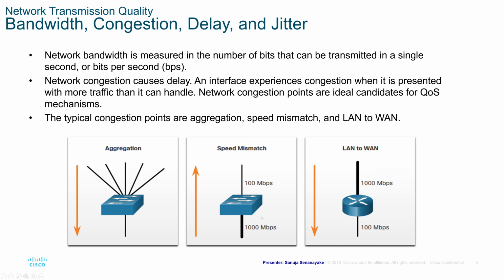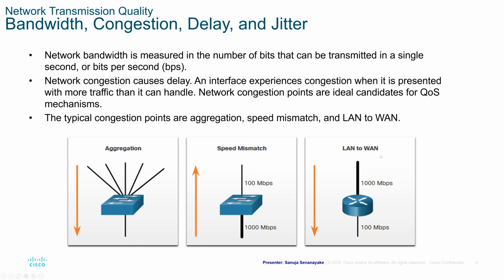A speed mismatch situation happens where the traffic is flowing from a higher speed system to a lower speed system. So you have a network with higher speed going to a network with lower speed. As you can see, when it goes across the switch, the bandwidth it can handle on this side is much higher than the bandwidth it can handle on that side. As a result, you're going to create congestion here. So you can implement a QoS mechanism to make sure that you get the best performance out of your network.